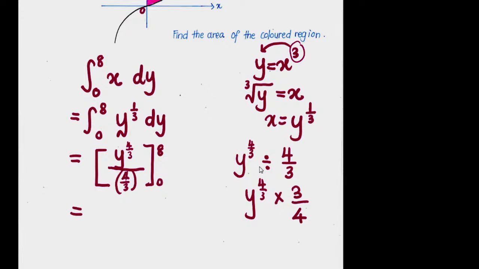The 4 over 3, how teacher got it is because 1 over 3 must plus 1, isn't it? Because integration means you must plus 1. So 1 over 3 plus 1.